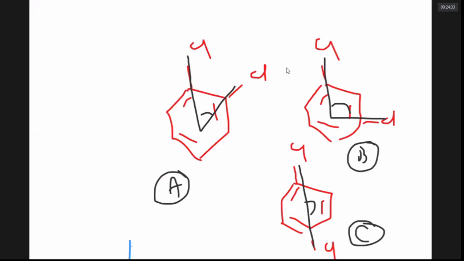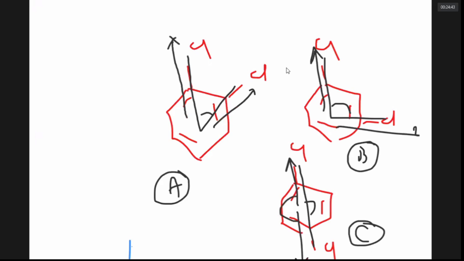The C-Cl bond is a vector. Electrons are flowing like this. These are two vectors. In 1,4-dichlorobenzene, what is the angle of separation of these two vectors? 180. This is 2p bar cos 180 by 2, cos 90, that is equal to 0.